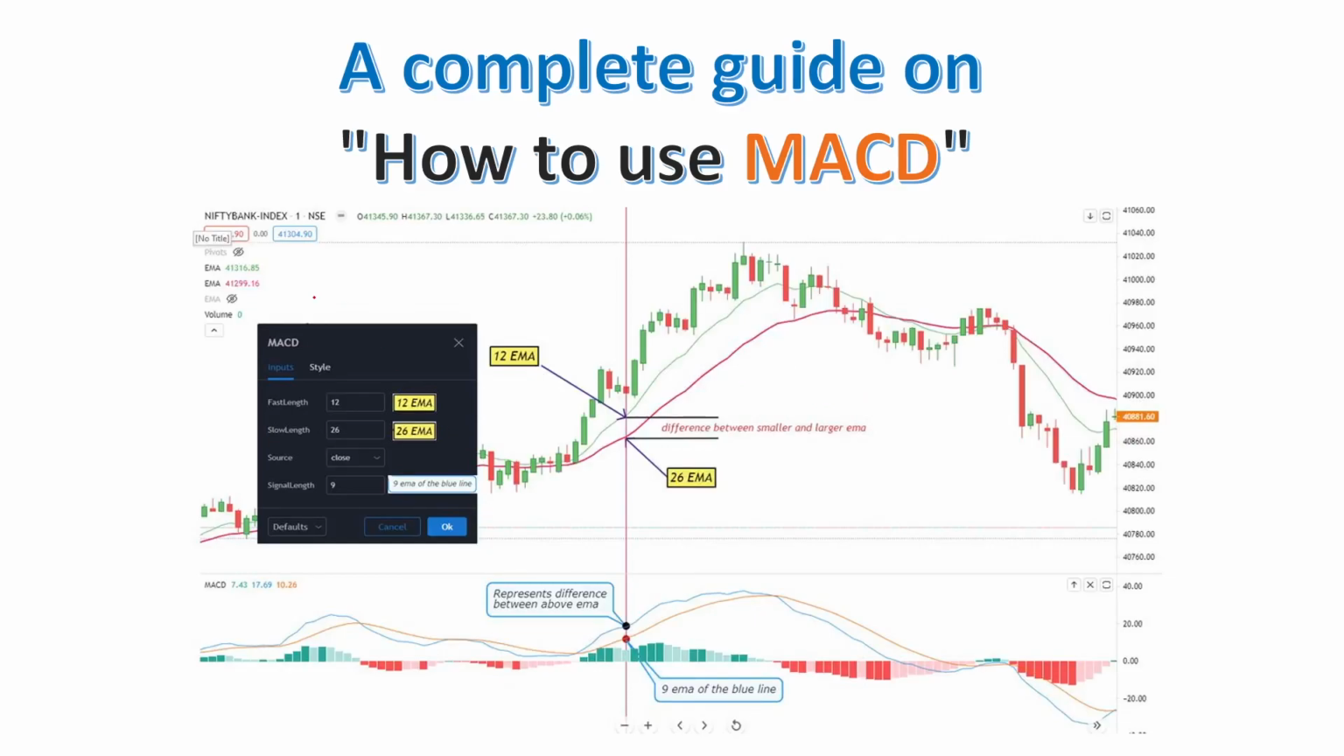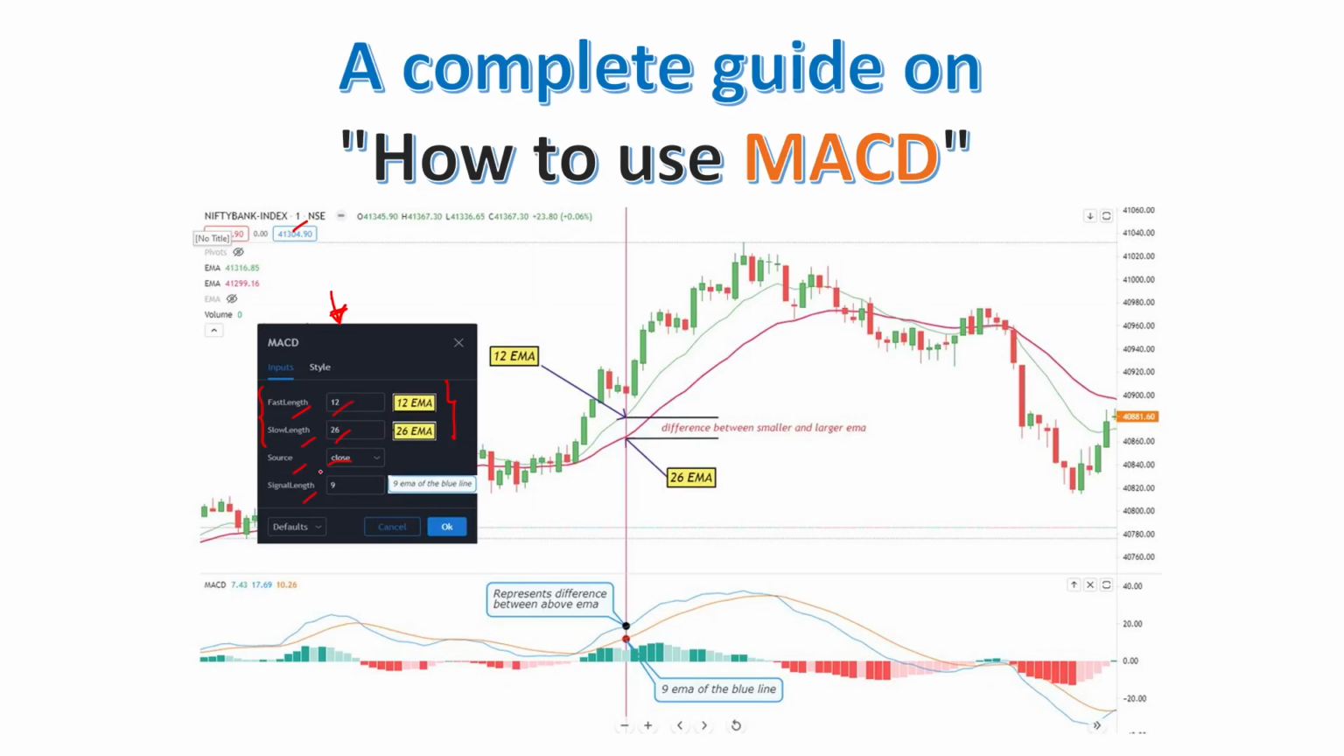Now MACD, whenever you apply it, by default you will see these settings in any MACD you come across. We have a fast length, a slow length, a source, and a signal length. Fast length and slow length are nothing but EMAs. The numbers you put are your 12 EMA and 26 EMA. The same EMAs I have also plotted on the chart so that you can see them. Source says closing, that means the EMAs are plotted using the closing price of every candle. It might be a 1 minute, 1 day or 1 week candle, it doesn't matter, but the closing price of that candle is used for the calculation.